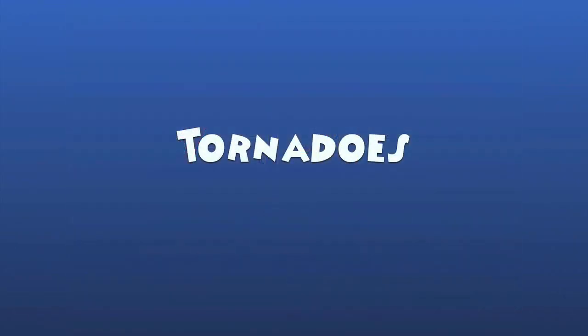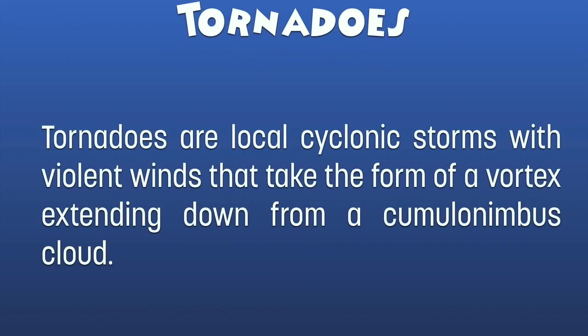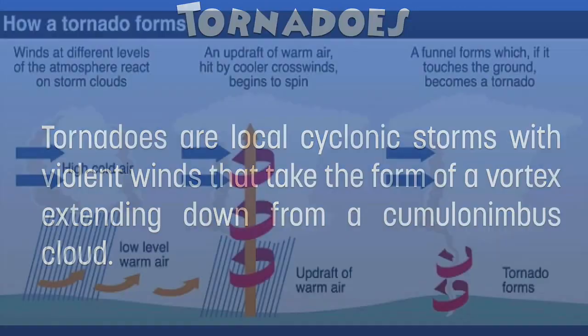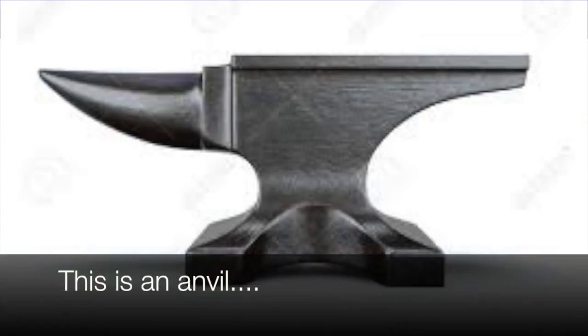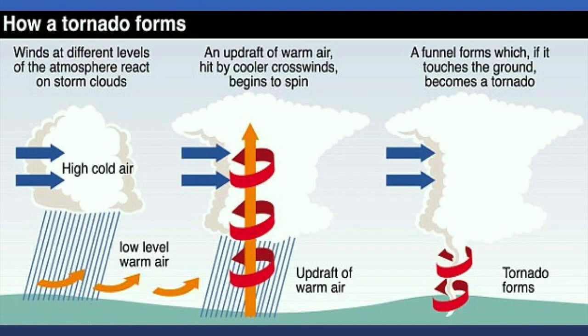Now, continuing on from thunderstorms, tornadoes are related. They are local cyclonic storms with violent winds that take the form of a vortex extending down from a cumulonimbus cloud. Now, I didn't name the cloud before, but a thunderstorm cloud is actually called a cumulonimbus cloud. That's that anvil shape. If you know what an anvil is, that's what's being shown here. And tornadoes, like thunderstorms, form from warm air rising and merging into these cumulonimbus clouds.